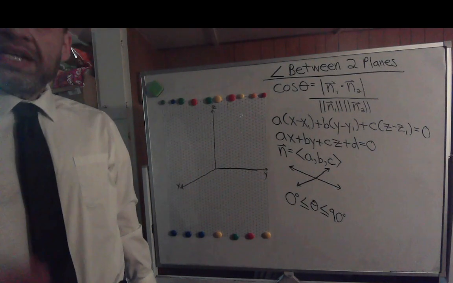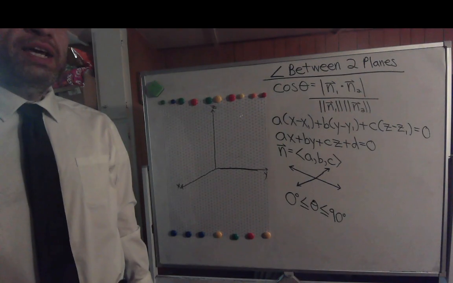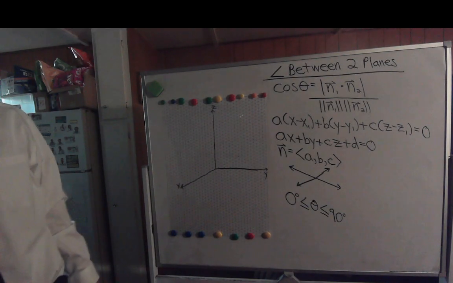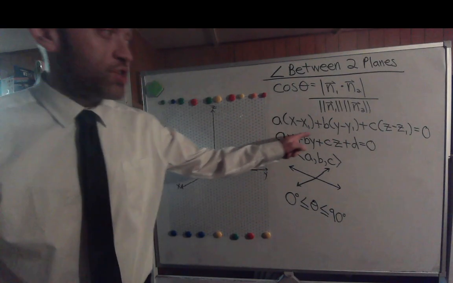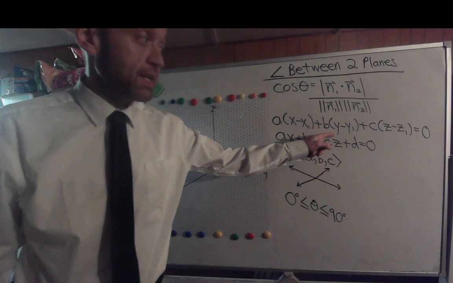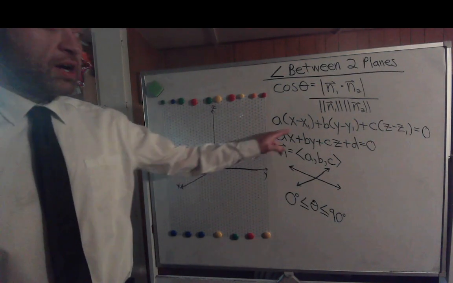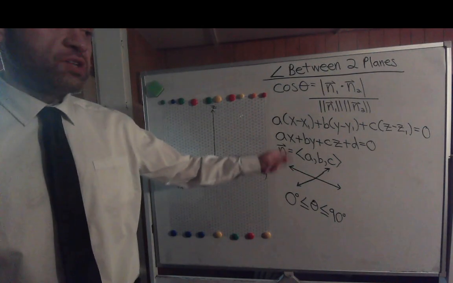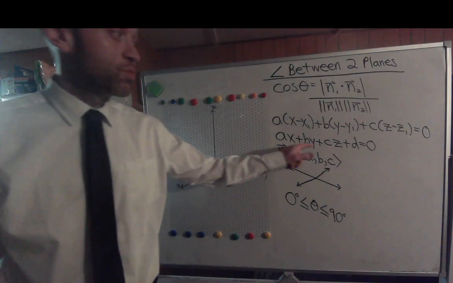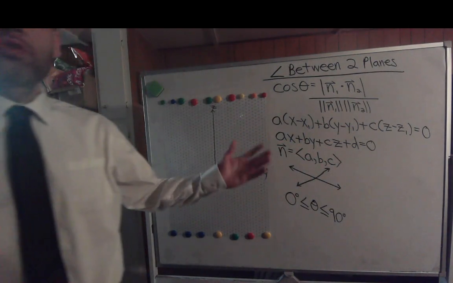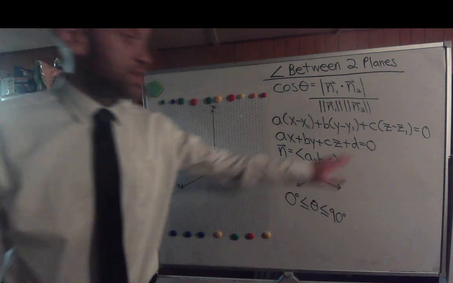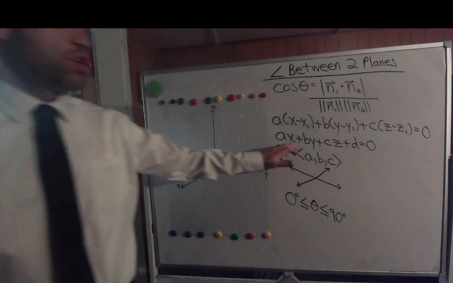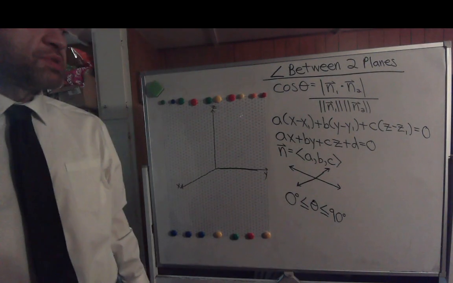Well, what's nice about these equations of a plane, and they're surprisingly easy to find the angle between, is that the coefficients for each of your two planes on those variables, those are your normal vectors. All you need to do is take the coefficients of the x, y, and z variables. You have your normal vectors. The d, the constant term, does not matter. It's just the coefficients of your variable terms.